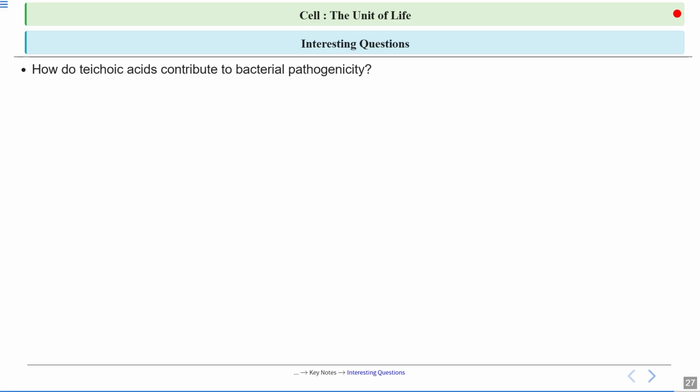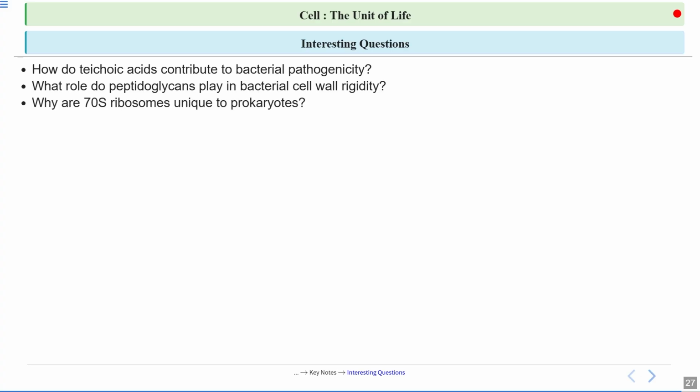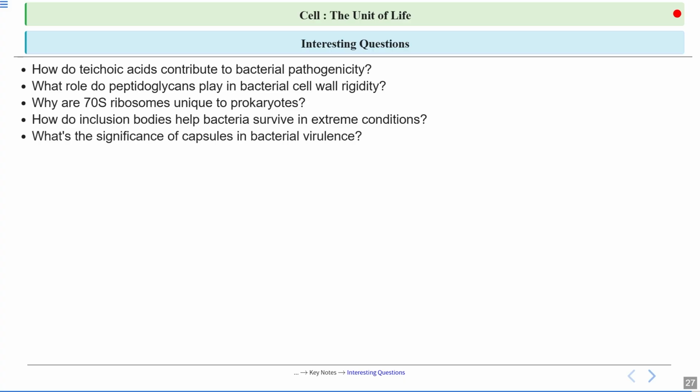Some interesting questions for you. How do teichoic acids contribute to bacterial pathogenicity? Teichoic acids are present in the cell wall, so you have to think about this. What role do peptidoglycans play in bacterial cell wall rigidity? You have to explain the role of peptidoglycans. Next one, why are 70S ribosomes unique to prokaryotes only? Because prokaryotes have 70S ribosomes. Next one is, how do inclusion bodies help bacteria survive in extreme conditions? Next is, what is the significance of capsule in bacterial virulence? Virulence means they can cause disease. So think about these questions.